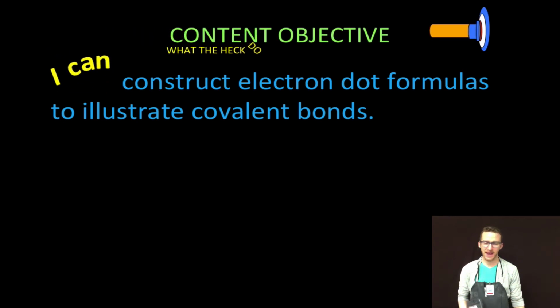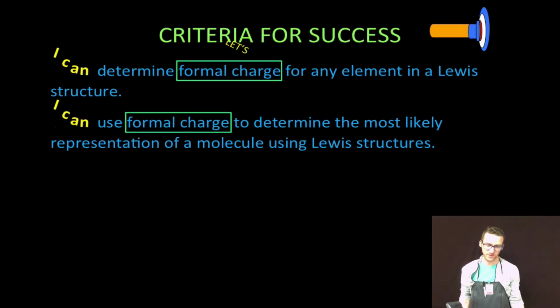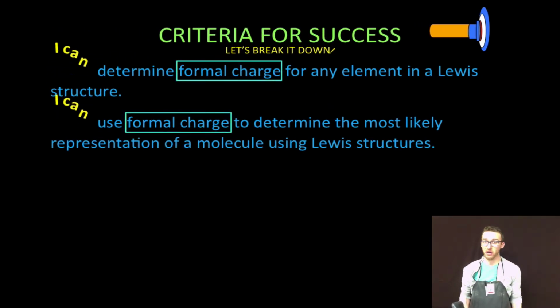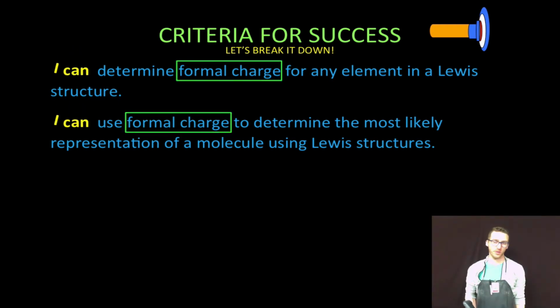What in the heck are we gonna do in this video? More Lewis structures. We're gonna construct electron dot formulas to illustrate covalent bonds. But in this video, let's break it down a little differently. One, we're gonna talk about how to determine what's called formal charge for any element in a Lewis structure. And two, we're going to use formal charge to determine the most likely representation of a molecule using Lewis structures.